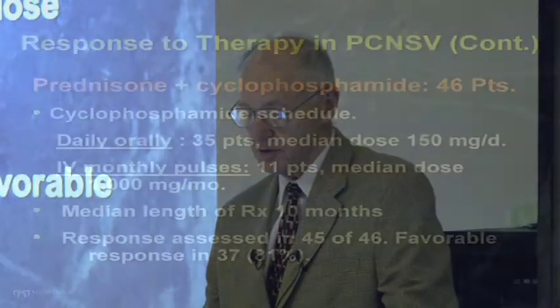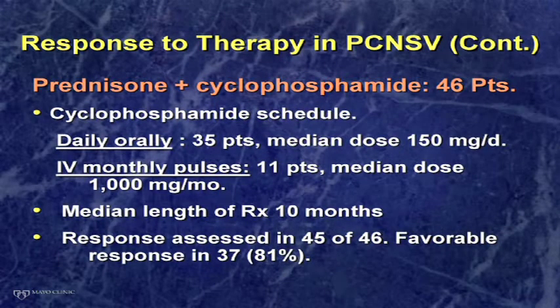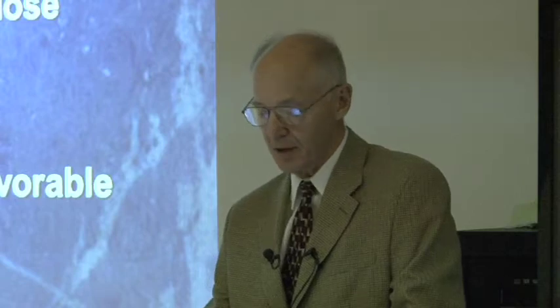There were 46 patients who were treated with prednisone and cyclophosphamide, and these were patients seen by a variety of doctors. So the reasons they started on prednisone or prednisone plus cyclophosphamide weren't always apparent. In general, the patients perhaps with more severe disease were given both drugs. And I grouped together those given oral cyclophosphamide and those given IV monthly pulses, such as might be given in Wegener granulomatosis. The median oral dose was 150, again standard for vasculitis patients, and the median IV dose was 1,000 milligrams, again pretty standard for IV pulses.